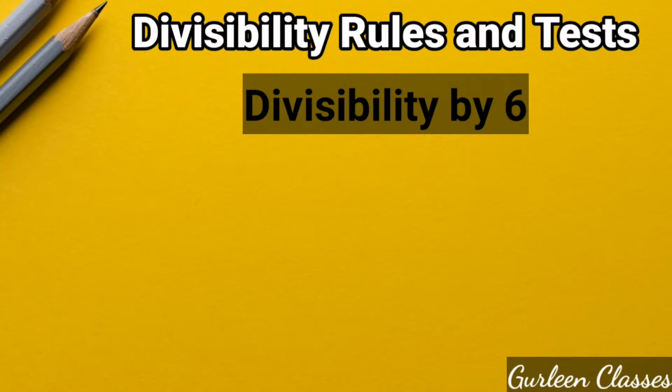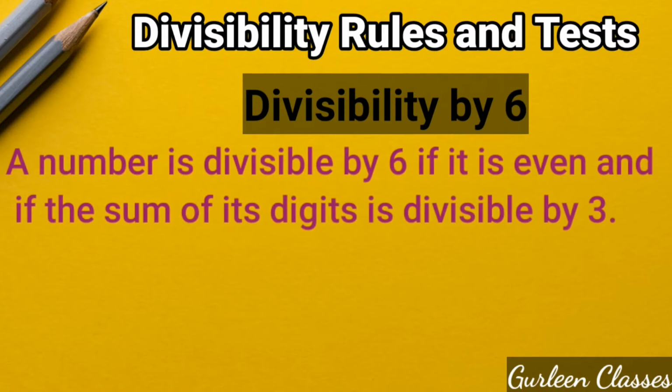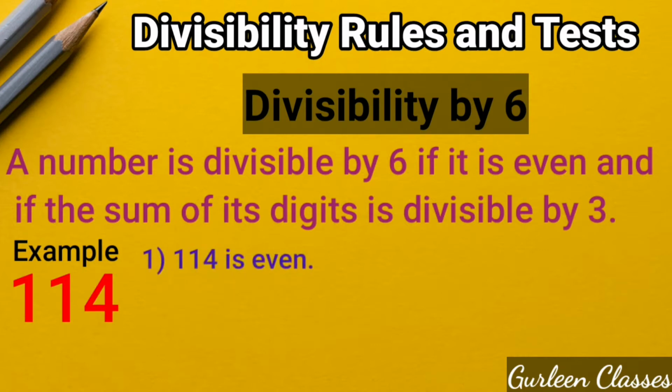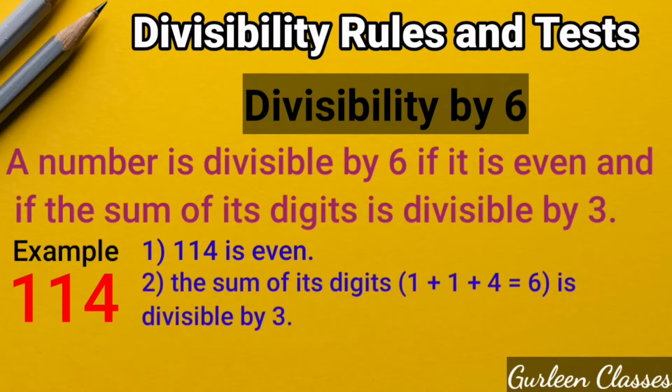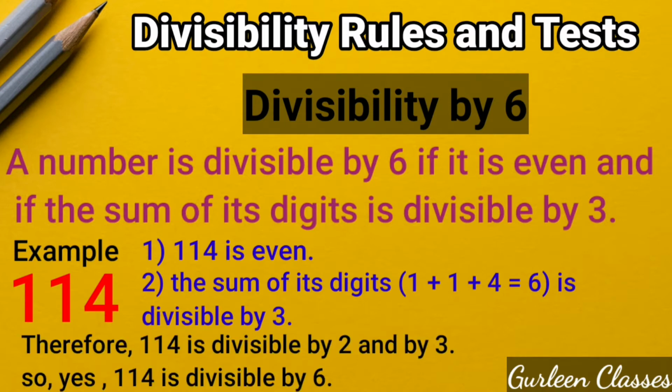Next, divisibility by 6. A number is divisible by 6 if it is even and if the sum of its digits is divisible by 3. Example: 114. First, it is even. Second, the sum of its digits, 1 plus 1 plus 4, is equal to 6, which is divisible by 3. So we can say that 114 is divisible by 2 and by 3. So yes, it is divisible by 6.